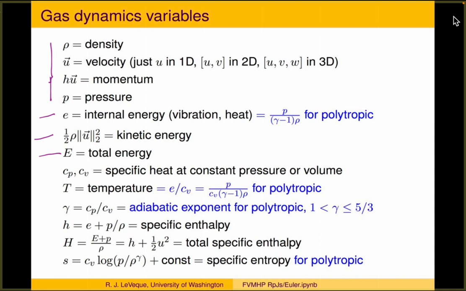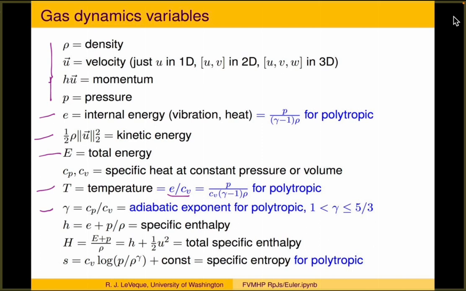And we can also define things like the temperature, capital T, which for the case of a polytropic gas, the basic assumption is that the internal energy is simply proportional to the temperature, and the constant of proportionality is C sub V, the specific heat at constant volume. And then with that assumption, there's also a specific heat at constant pressure, Cp, and the ratio of those is this quantity gamma, the adiabatic exponent for a polytropic gas, which depends on exactly what kind of gas it is. It ranges between 1 and 5/3 typically.